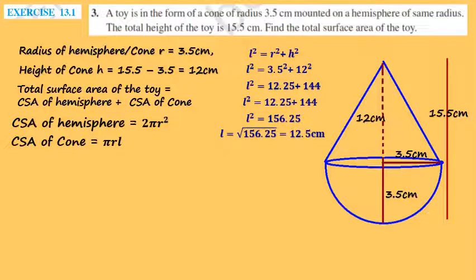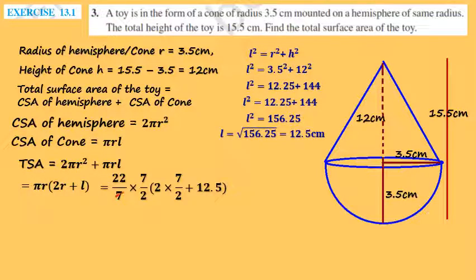Now let us substitute the values in the equation. 2 pi r square plus pi r L. So in this pi and r are common because both have the same radius. So pi r into 2r plus L and substitute the values. So on simplification, we will get it is 11. 22 by 2 is 11. 11 into 19.5, which is equal to 214.5 centimeters square. That is the total surface area of the toy.